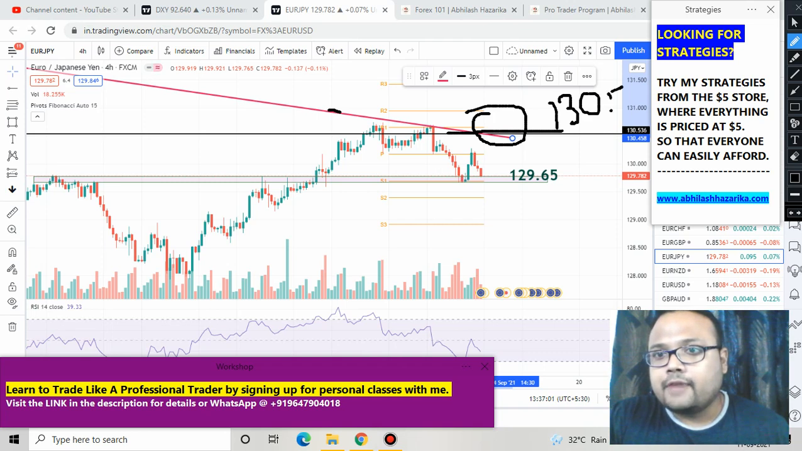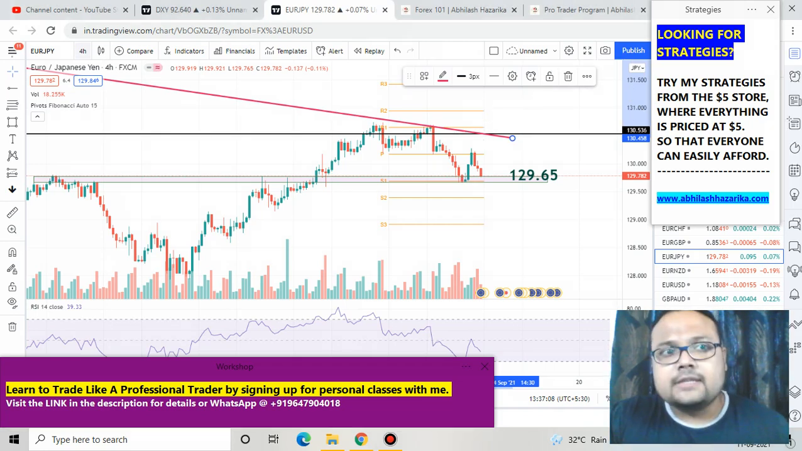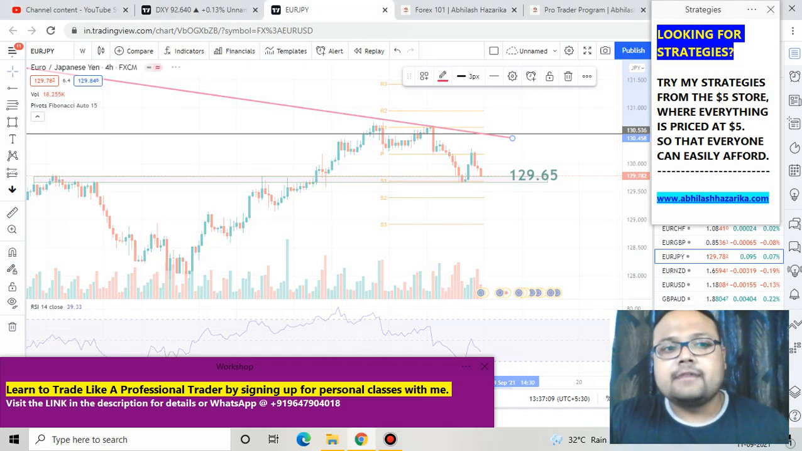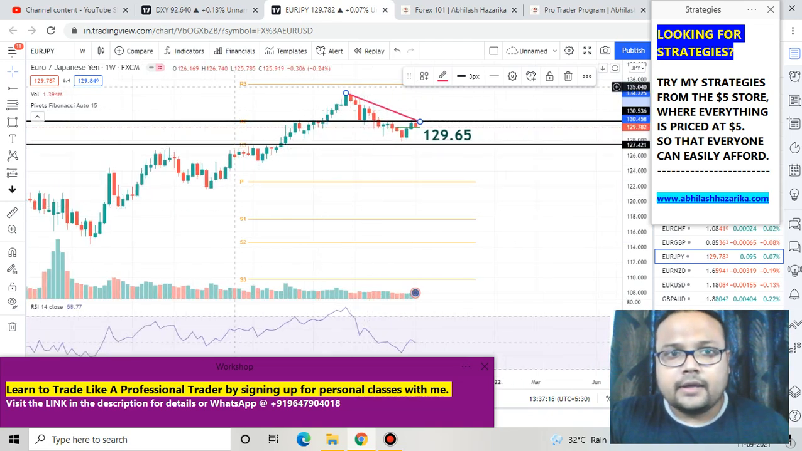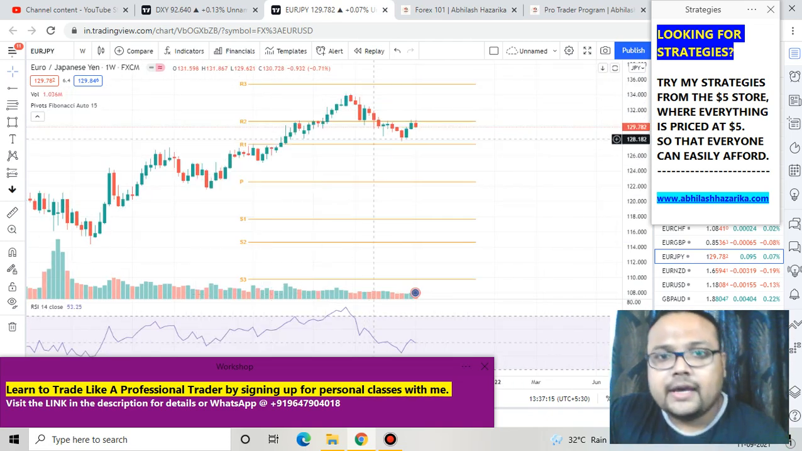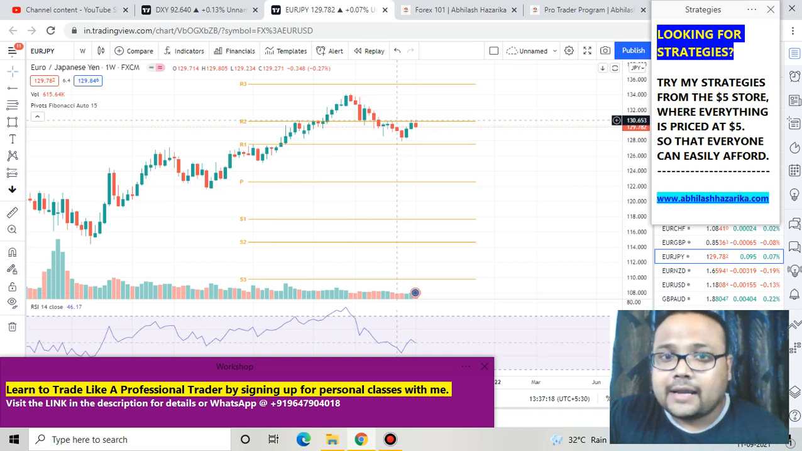130.50. I have also got this level drawn on the chart. This level is important because it belongs to the weekly chart. This is the weekly chart of Euro JPY here, and you can see that on the weekly chart we have a resistance here, and the market has been trying to cross the resistance for quite some time.